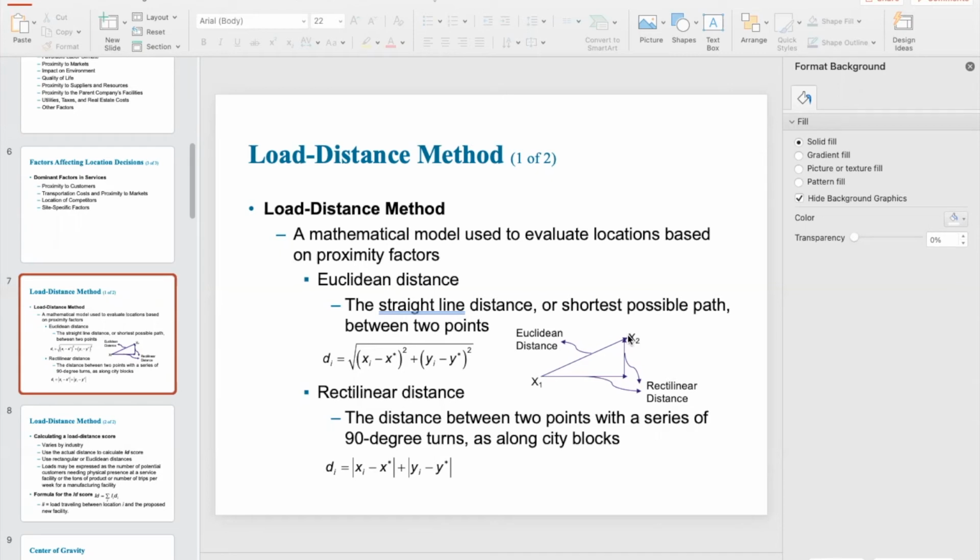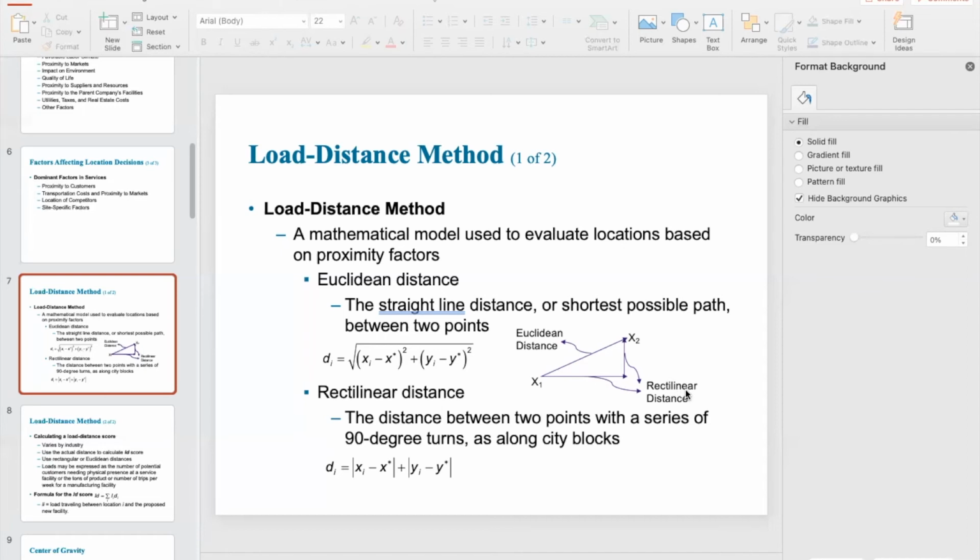All right, the rectilinear distance basically is the distance between 2 points with a series of 90-degree turns. So that's why you see basically all of the distance starting from x1, right? We move here horizontally and then vertically move back to x2. The overall distance here basically is called rectilinear distance.